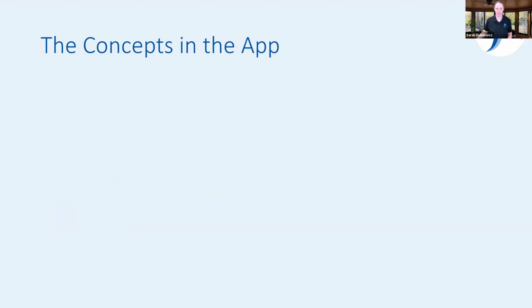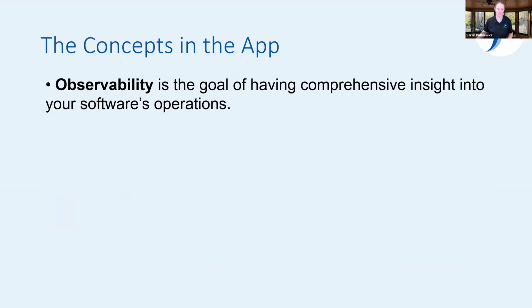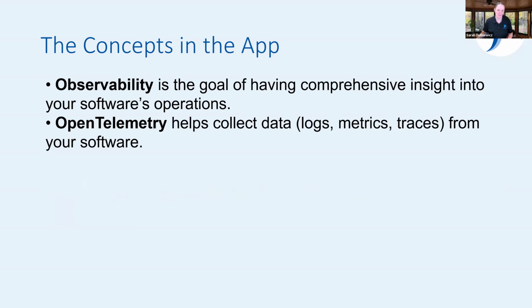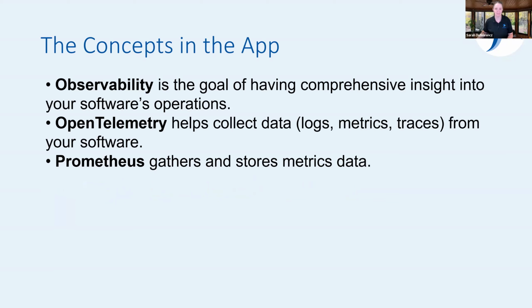Okay, so let's bring it all together. When we talk about bringing them all together, we have observability, which is that goal of having comprehensive insight into your operations. So what's going on in there? We've got OpenTelemetry. So we've got the way to collect our data, our logs, our metrics, and our traces from the software. Logs are what happened. Traces are how did we get there. Metrics are the numbers.